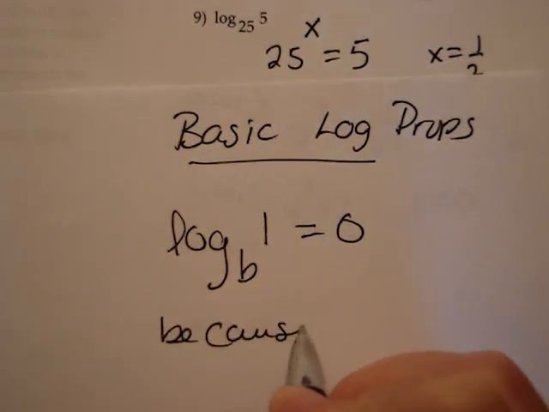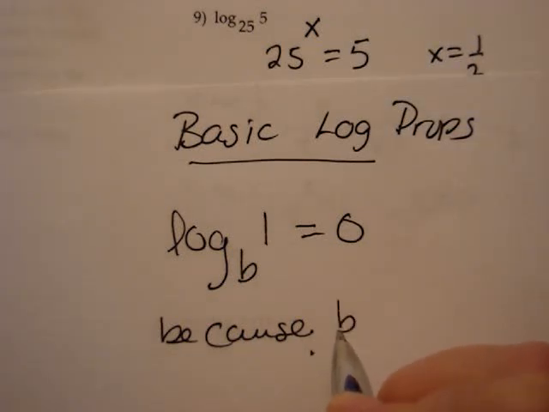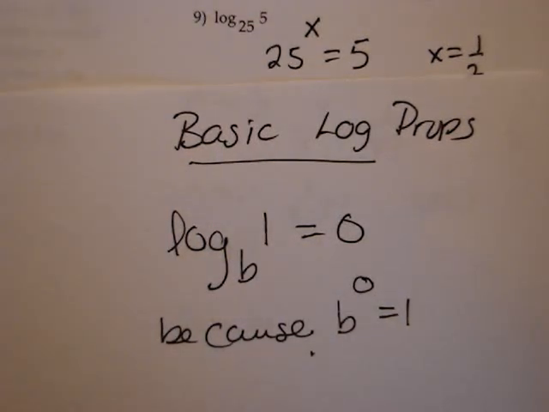Because, and this is not part of the rule, I just want you to understand it, if I have a base of b and I put an exponent of 0 on it, I will get 1 every time that we have a base. And remember, this is a base that's only allowed in the logs, which we talked about in class. There's rules for the bases. Okay? All right, let's try another one.